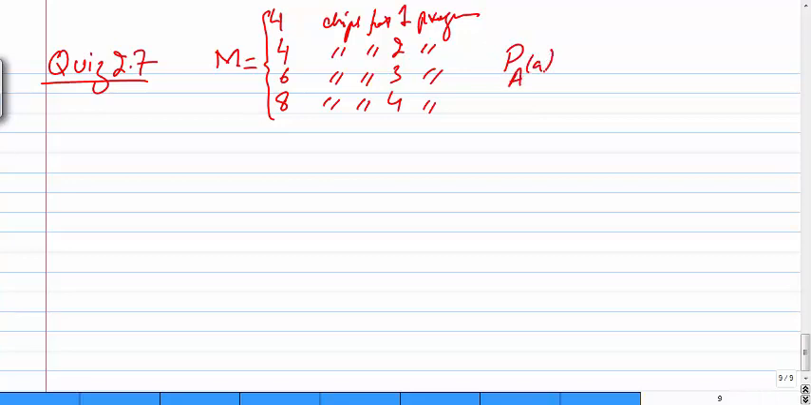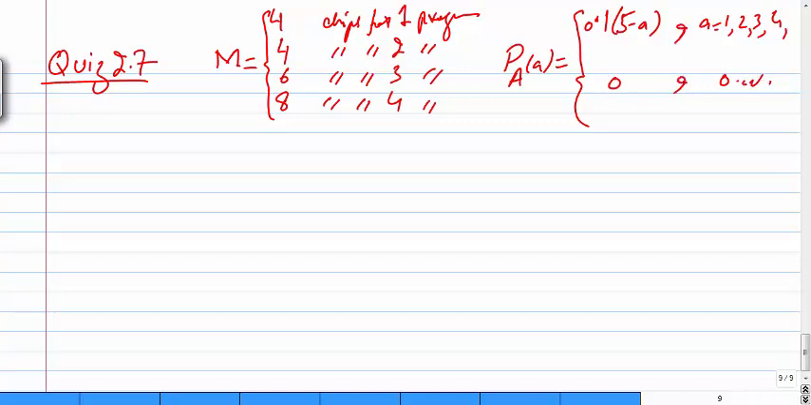So this is the number of chips, and we are given the PMF for A: P_A(a) equals 0.1 times (5 minus a) when a is program 1, 2, 3 or 4, and otherwise 0. This is the PMF given to us.